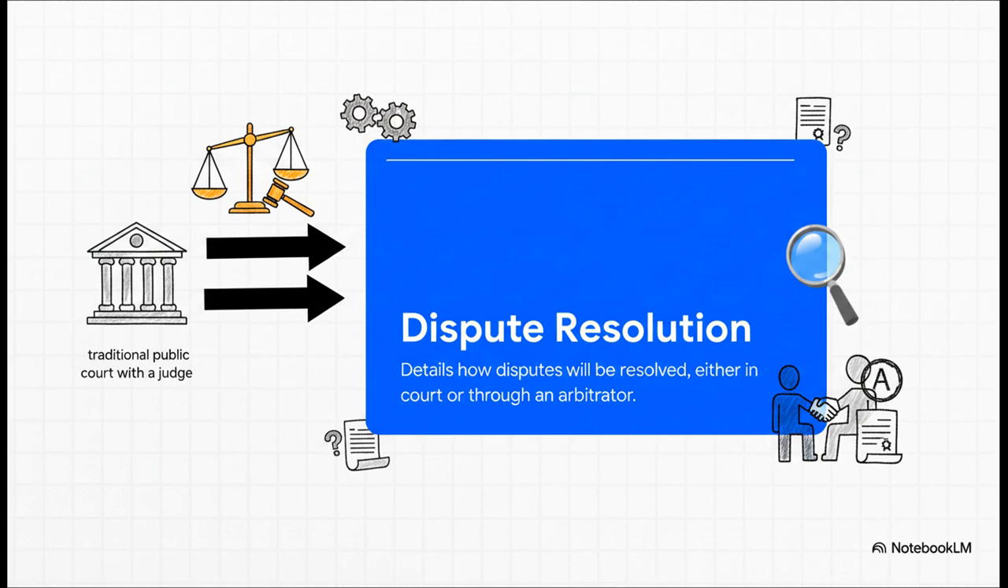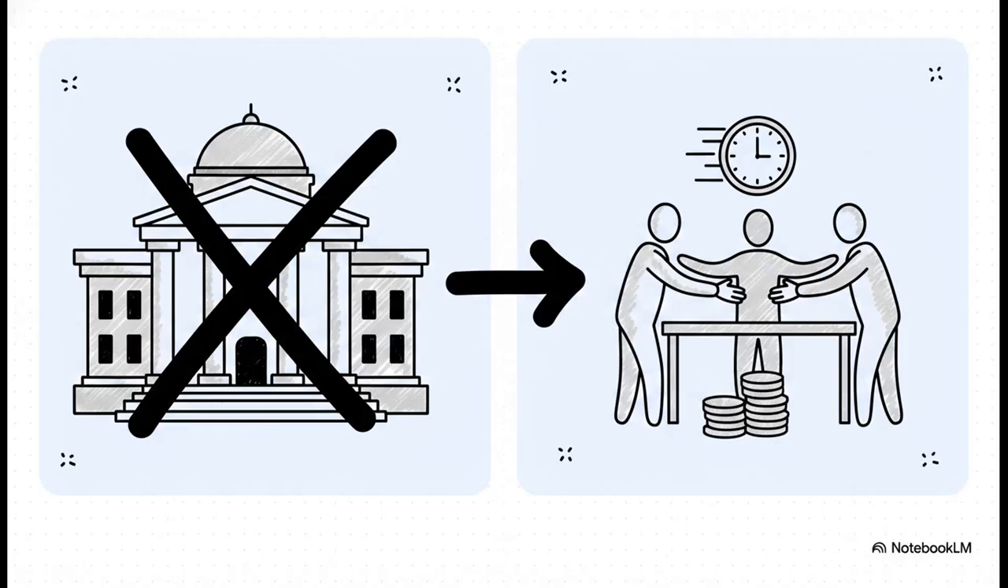Will you go to a traditional public court with a judge, or will you use a private arbitrator? Any dispute should be referred to arbitration in Mumbai. The simple meaning is, we are completely skipping the public court system and will use a private arbitrator in Mumbai instead. Arbitration is generally a faster, private process. But this clause drastically affects the time, the cost, and the entire procedure of resolving a fight. You absolutely need to know which path you're locked into.